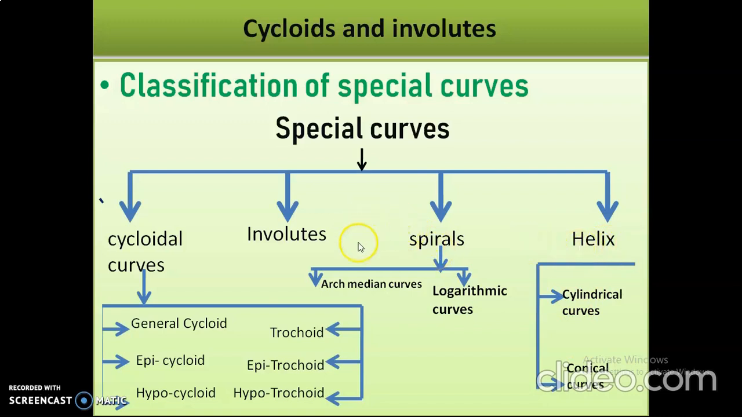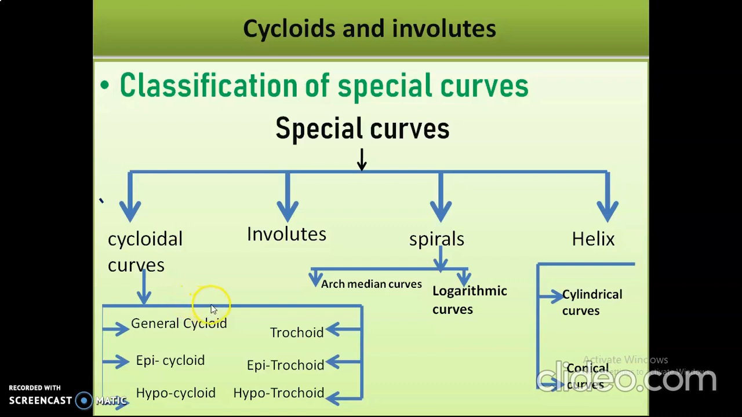Okay, so these are the special curves. But from our syllabus point of view, we have only three curves: general cycloid, epicycloid, hypocycloid. We will discuss them one by one. What is general cycloid? What is epicycloid? What is hypocycloid? These three topics only, according to our syllabus. So let us see one by one.